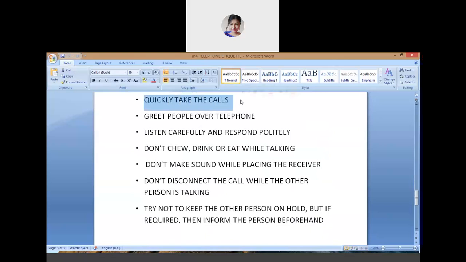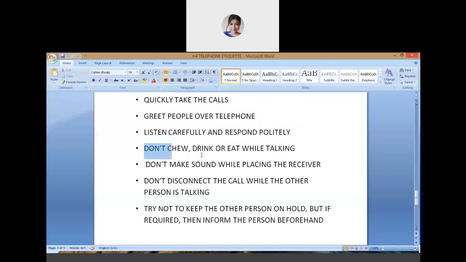When you get official calls, quickly take the calls. Okay. You must take the calls within 3 rings. So quickly take the calls when you get official calls. Greet people over the telephone. When you call somebody or when you receive the call, do not forget to greet the people. Okay. Listen carefully and respond politely. So you must be a good listener, and also you must respond in a polite manner.